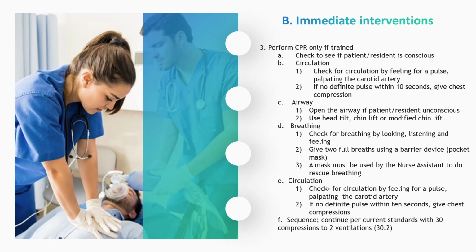Pocket mask. A mask must be used by the nurse assistant to do rescue breathing. Circulation. Check for circulation by feeling for pulse, palpating the carotid artery. If no definite pulse within 10 seconds, give chest compressions. Sequence. Continue per current standards with 30 compressions to 2 ventilations, 30 to 2.